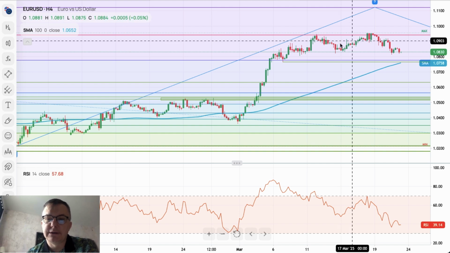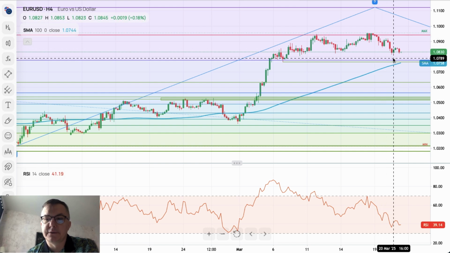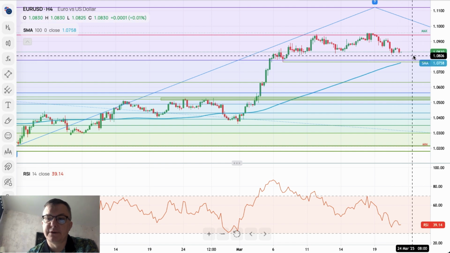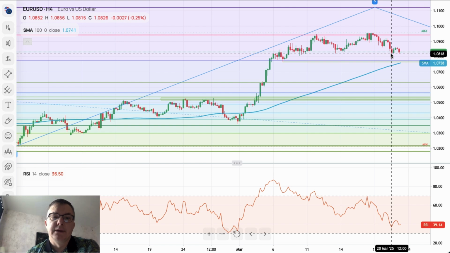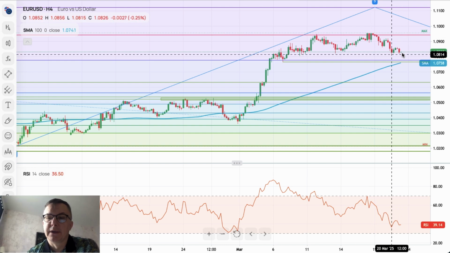Euro dollar finally got rejected from the technical resistance at 1.0941. You can see it dropped roughly 110 pips down towards the level of 1.0830. The low was made at 1.0815, so it is already more than 135 pips.